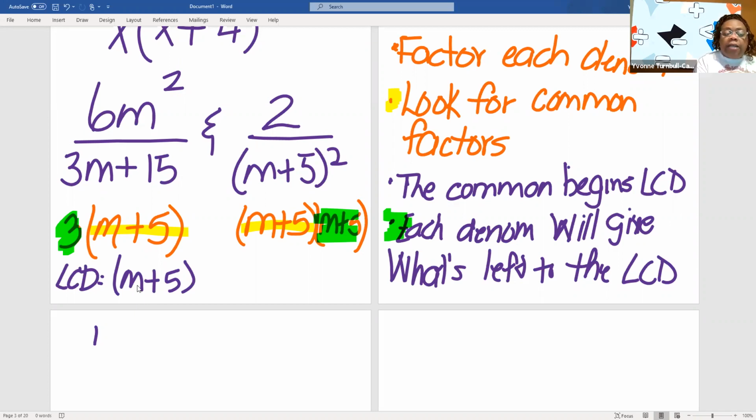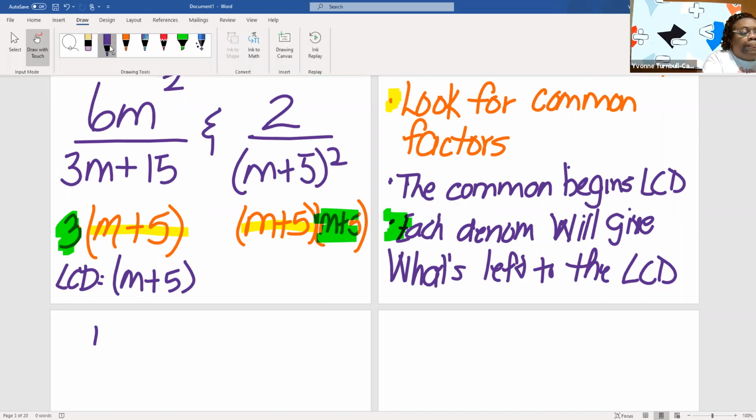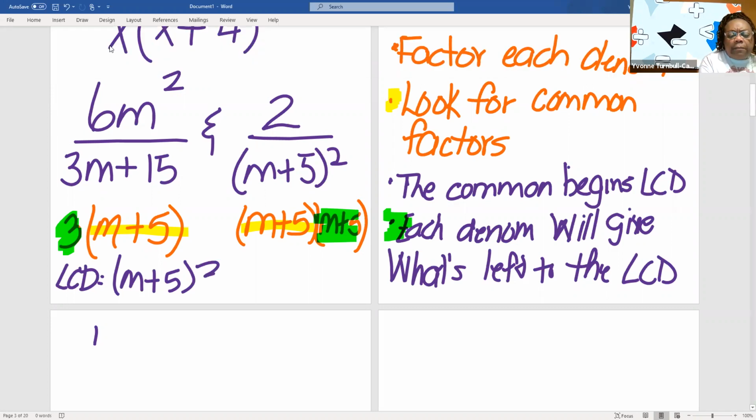Now I highlighted green. Each denominator will now give what they have left to the LCD. So the first denominator has n plus 5 left. I'm just gonna have 3 left. So that becomes part of the denominator. The second fraction has n plus 3 left. Excuse me, n plus 5. That becomes part of LCD.